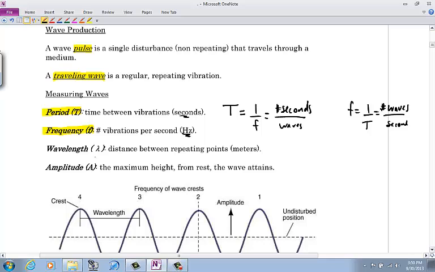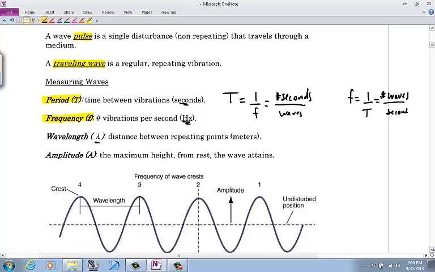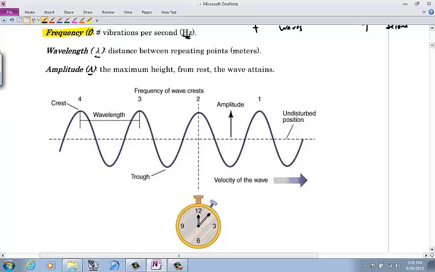Wavelength we talked about as being the distance between two successive points, and amplitude is the height of the wave measured from the rest to the crest or rest to the trough.